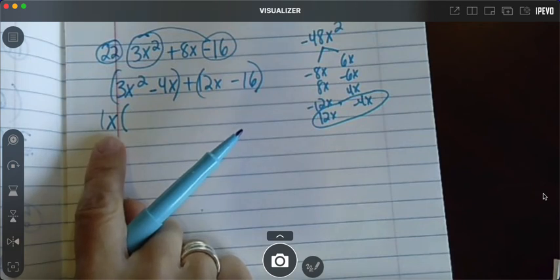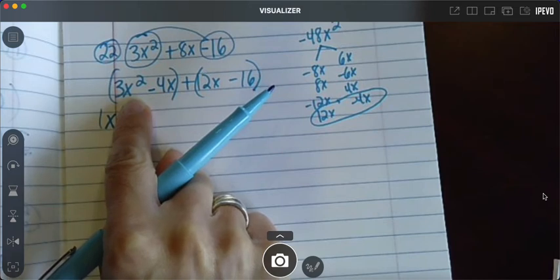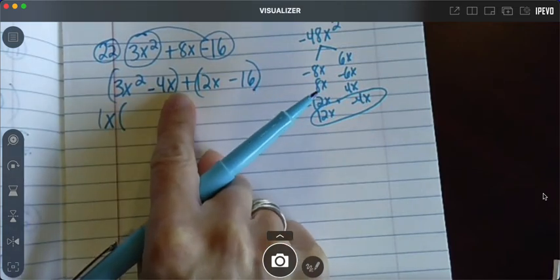I already put the answer. I've already said this. Okay, 1x. This one has 2. I was testing you. This one has 1. How many can you factor out?